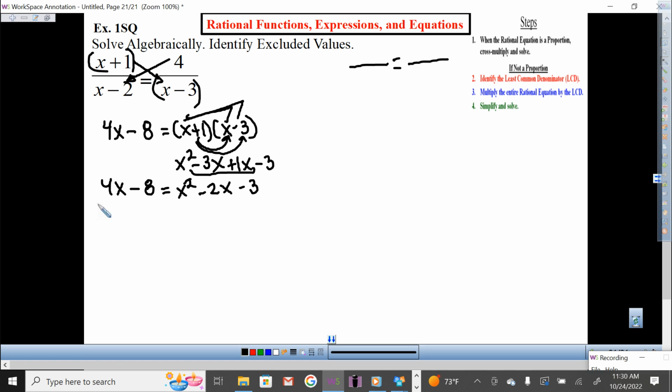What do I need to do to make this side 0, guys? Yeah, minus 4x and plus 8. Minus 4x and plus 8. That means this side becomes 0, and we're left with x squared minus 6x plus 5. All right, this should look familiar. Look at it. Before I call on Steve, look at it and tell your neighbor, what do I do from there to continue? What do I do from here? Talk it over to your neighbor, please.